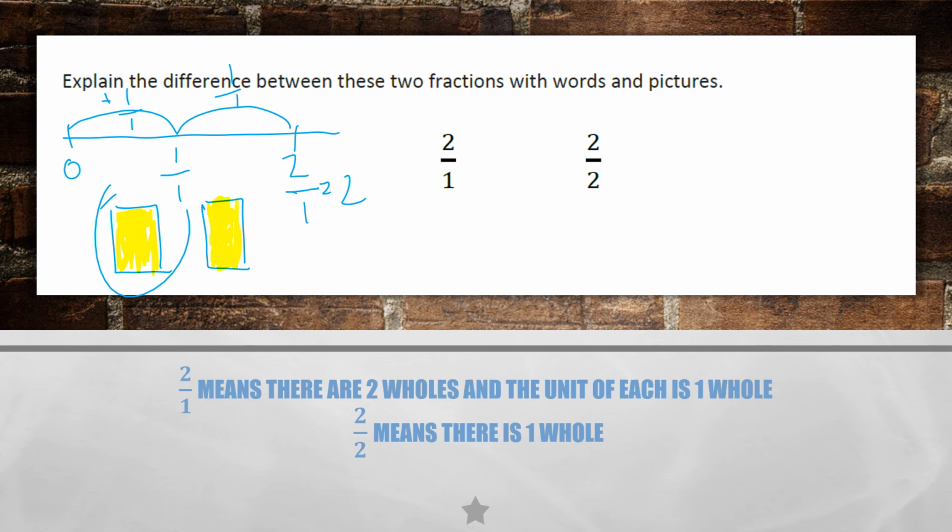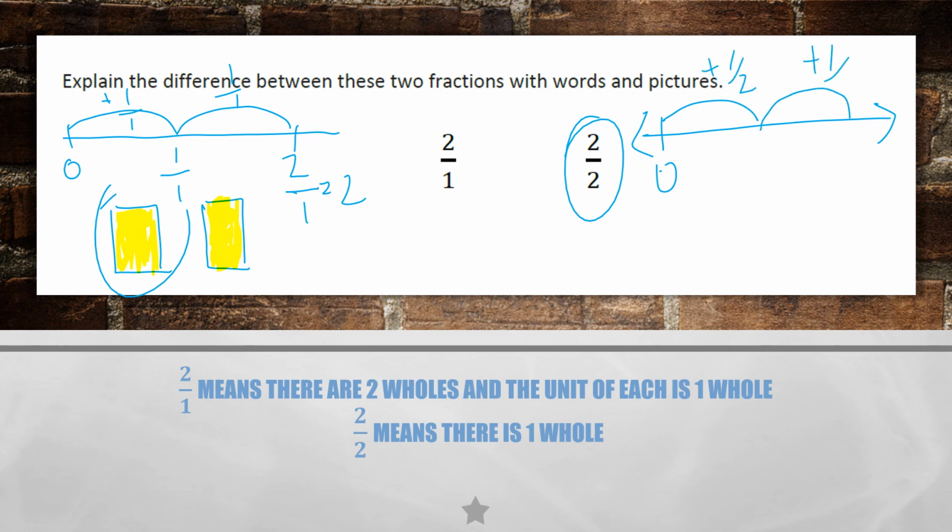The difference being that when I have 2 halves, let's look at that. You can think of a number line. If I start at 0, I'm going to be adding a half every time. Make that jump a little bigger. Plus a half. And I'm going to do that twice, so plus another half. And then I'm going to be at 2 halves. 2 halves is the same as one thing.